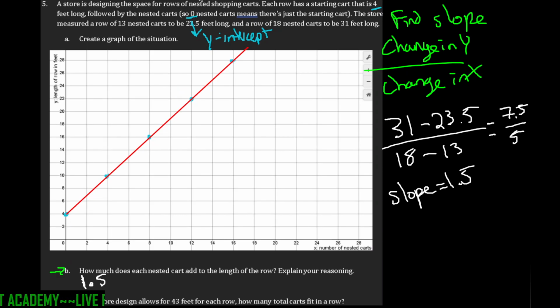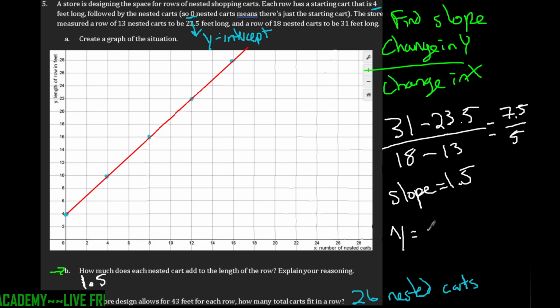And then the last part, it says if the store allows 43 feet for each row, how many total carts would fit? I'm going to say for this one, it's going to be 26 nested carts. So you can kind of follow along that graph if you wanted to. You can plug in those values. So if you wanted to come up with the equation, it'd be y equals 1.5x plus 4. So you should be able to plug in and solve for that as well.